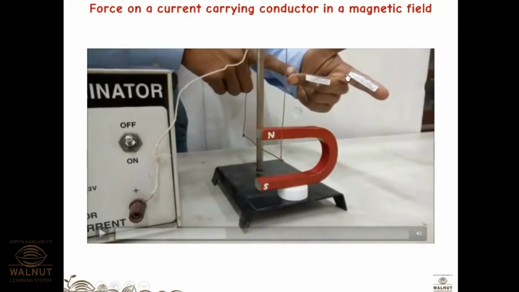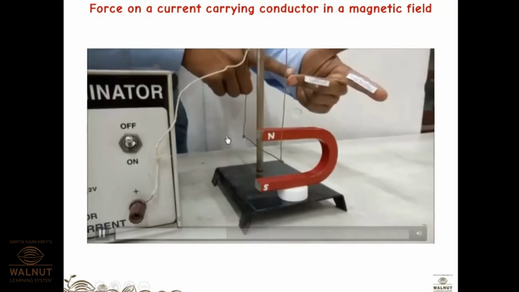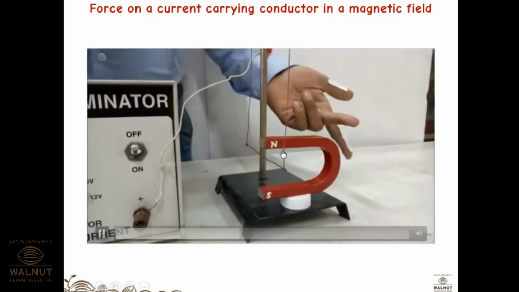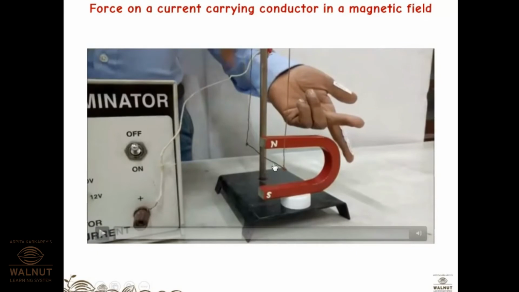See, this is the left hand. The current in this case is from behind to front. I mean, it is flowing from the positive to the negative terminal. The magnetic field is from north to south. Here it is from top to bottom. The magnetic field is north to south. So is it going in the upward direction or downward direction?